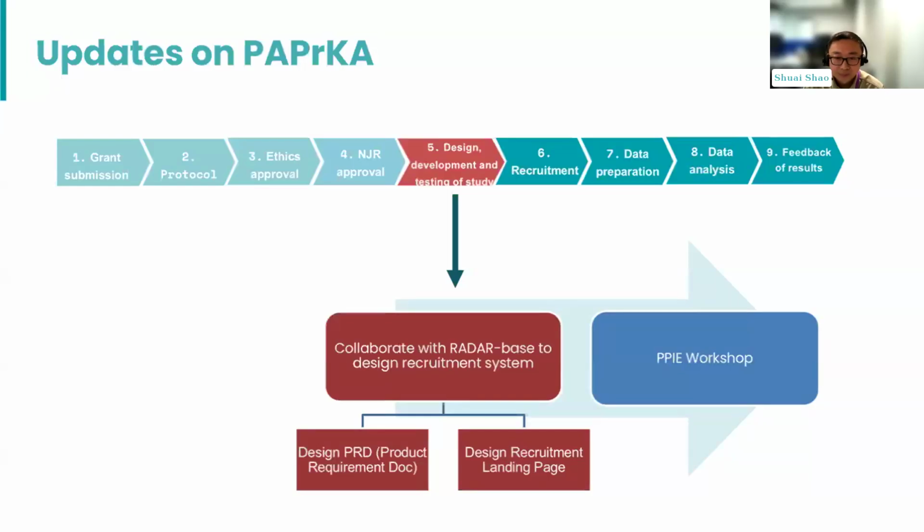Here we are at step 5, collaborating with RADAR-base, a platform developed by King's College London, to design a recruitment system that meets the unique needs of our project. To ensure the requirements align with our project goal, we have created a product requirements document. We call it PRD. This document serves as a centralized guide to define and manage our project requirements. It helps us coordinate effectively with teams at King's College London to design a tailored recruitment landing page that addresses the specific needs of our study.